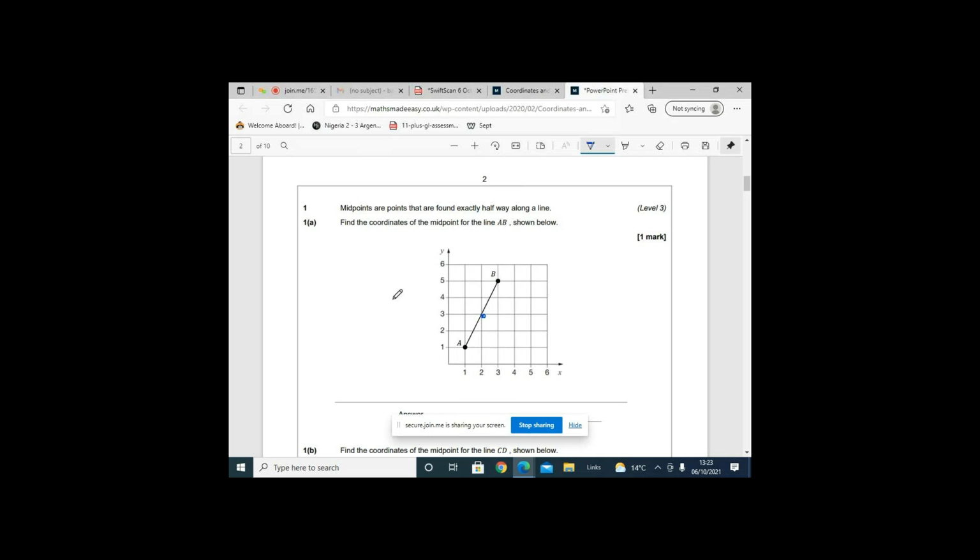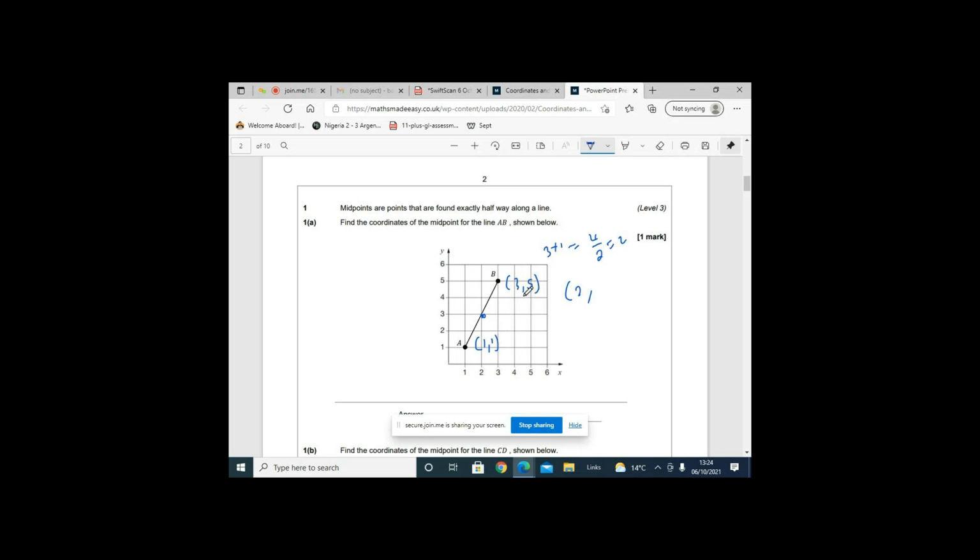Or if you're not sure, you could find the coordinate of this, which is 1, 1, and the coordinate of this is 3, 5. So you just need to add the first ones together. 3 plus 1, that's going to give you 4. Then 4 divided by 2 is 2. So the midpoint on the first one is 2.